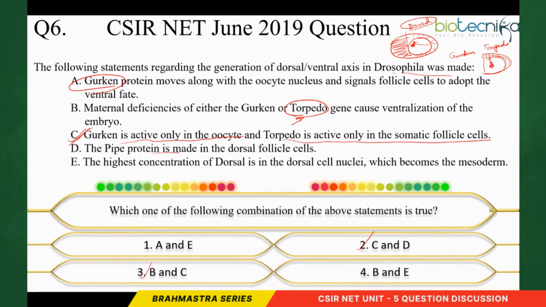Now, pipe protein is made in the dorsal follicle cells. So, what does that mean? Pipe protein. First of all, you should know what this signaling is doing.